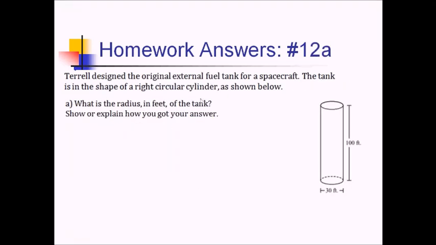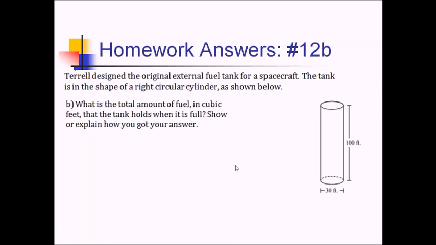For number 12, Terrell designed the original external fuel tank for a spacecraft. The tank is in the shape of a right circular cylinder, as shown below. We want to know the radius in feet of this tank, and show how, or explain how you got the answer. So they gave us the diameter of the tank, which is 30. Radius will be half of that. So half of 30 then gives us 15, and that's going to be in feet.